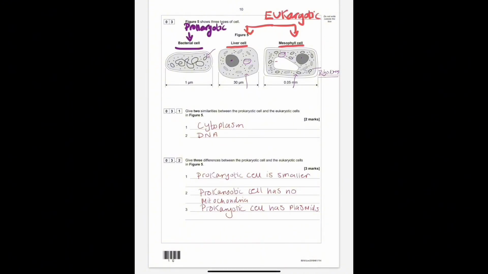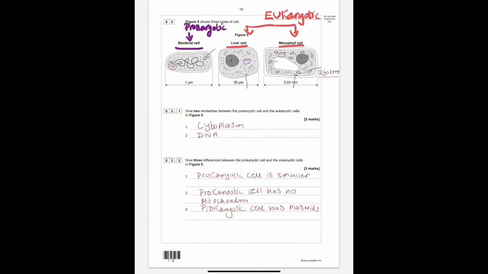And I wrote down that the prokaryotic cell has plasmids, which are extra rings of DNA, which I've just circled over here. Those are the plasmids, whereas the liver cell and the mesophyll cell do not have them. You can also write down the prokaryotic cell has no nucleus. That's one of the obvious answers you can write down. You can write down the DNA is free in the cytoplasm, or the genetic material is free in the cytoplasm. You can also write down the prokaryotic cell has a single loop of DNA. The prokaryotic cell has plasmids, which I've already mentioned.